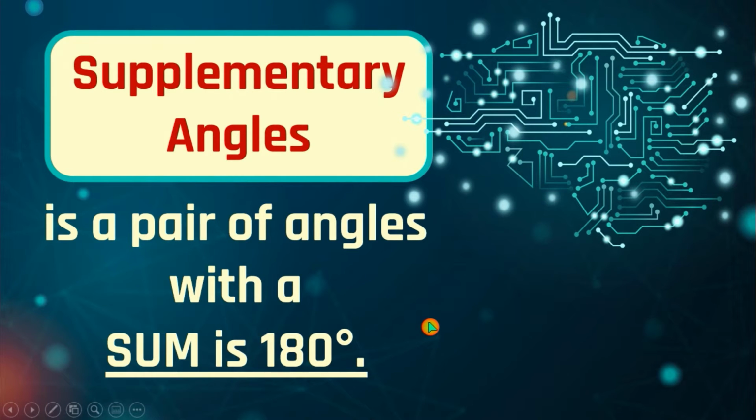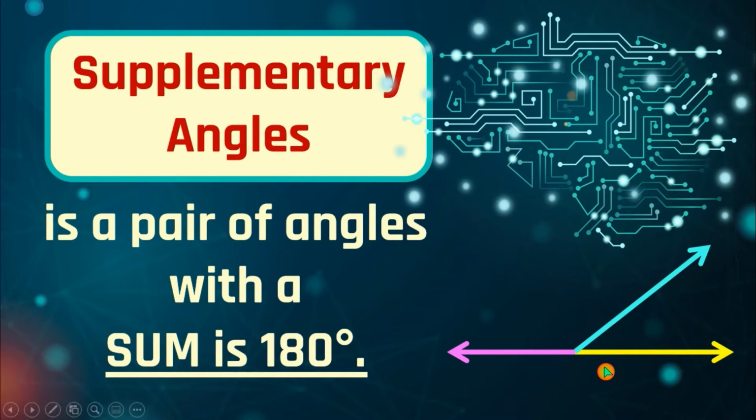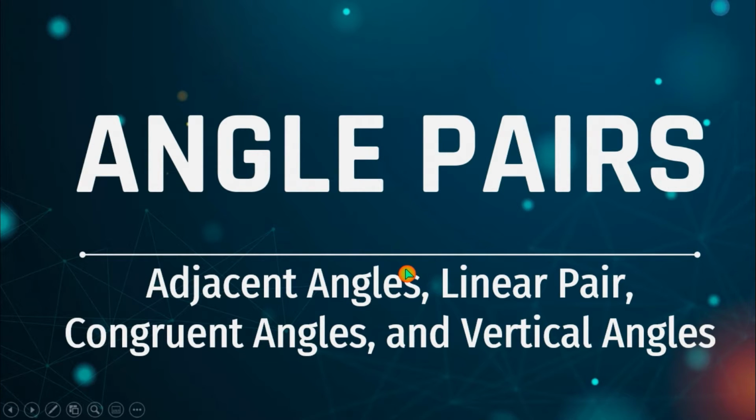Now, when we say supplementary angles, this is a pair of angles with a sum of 180 degrees. So, how does supplementary look like? It looks like this. We can say that angle 1 and angle 2 form supplementary angles because they add up to 180 degrees. So, tatandaan nyo lang na kapag nakabuo ng right angle, that's complementary. Kapag nakabuo ng straight angle, then that's supplementary angles. So, now let's proceed to the other angle pairs that we have.